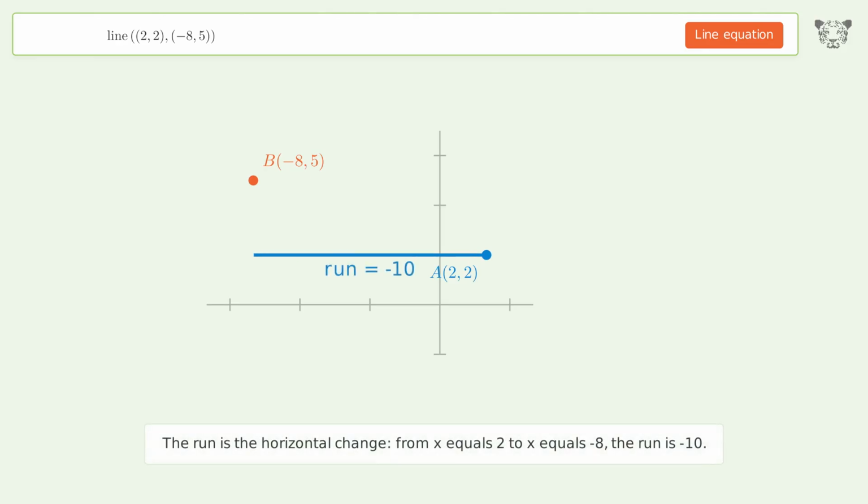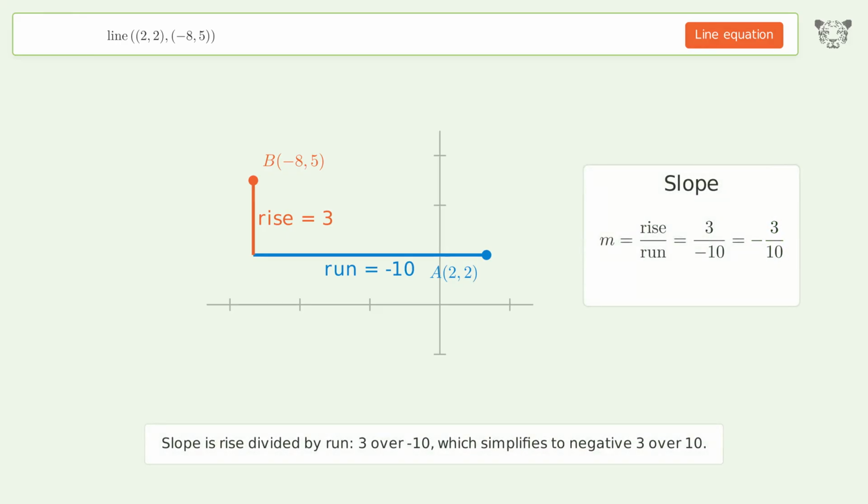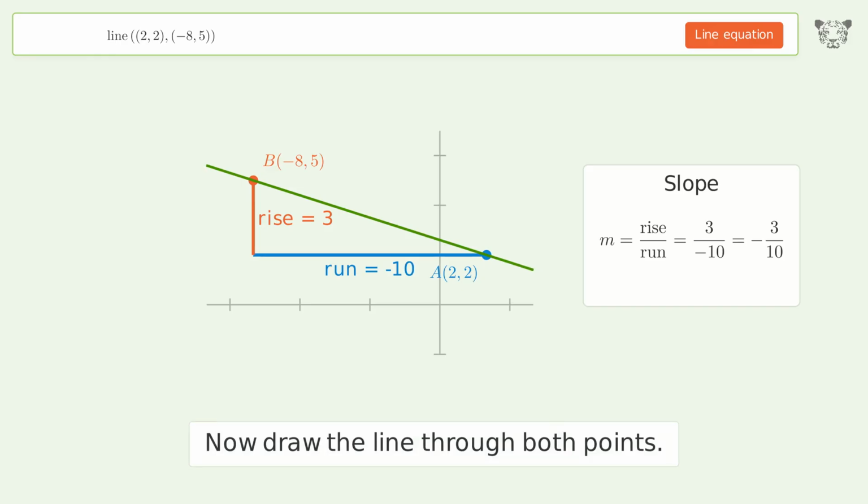The run is the horizontal change, from x equals 2 to x equals -8, the run is -10. The rise is the vertical change, from y equals 2 to y equals 5, the rise is 3. Slope is rise divided by run, 3 over -10, which simplifies to -3 over 10. Now draw the line through both points.